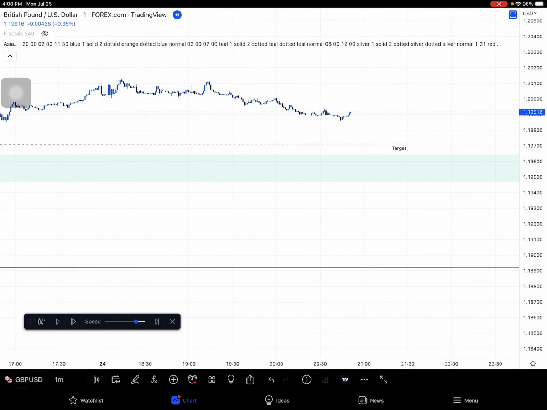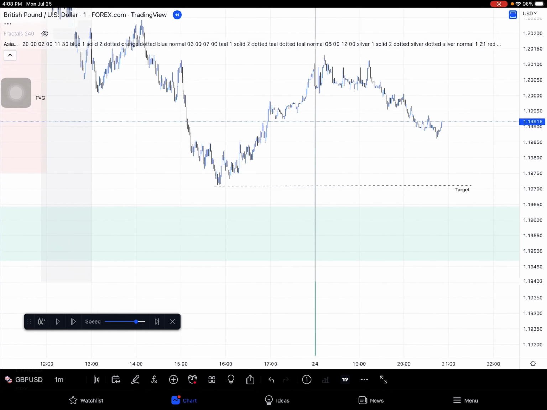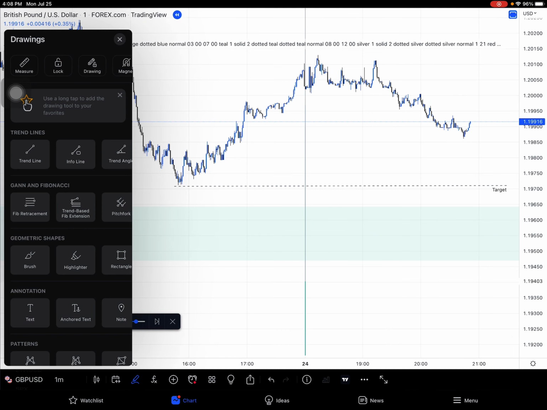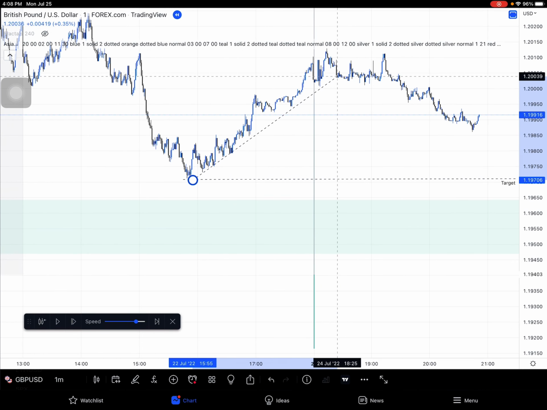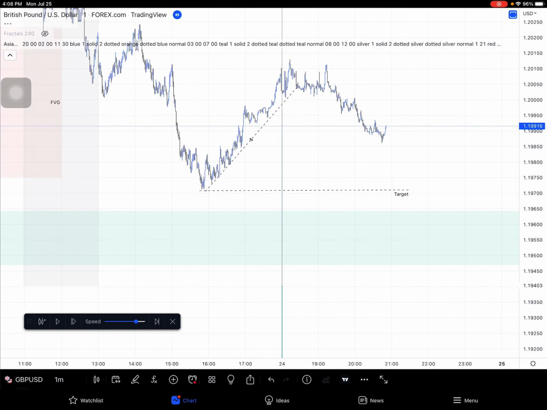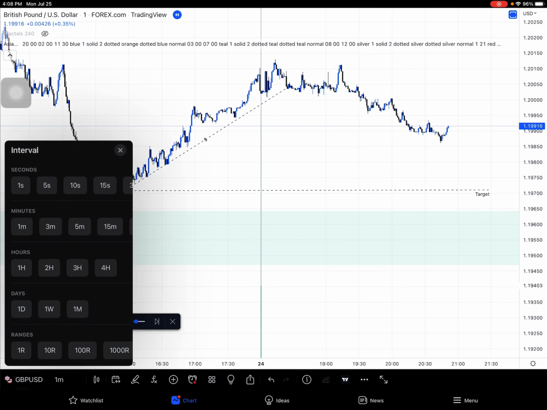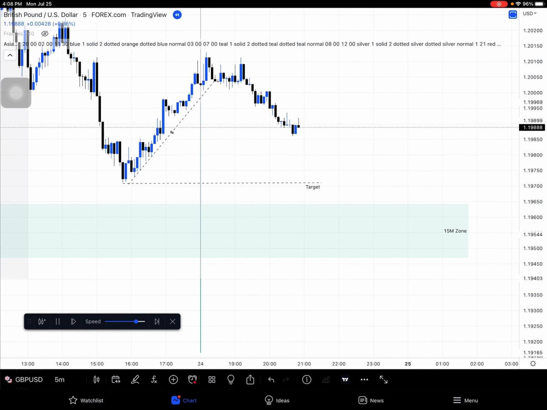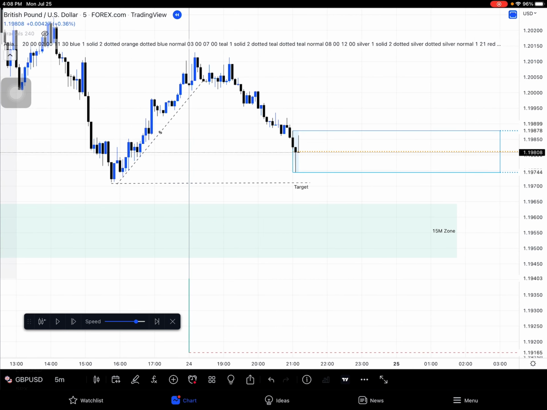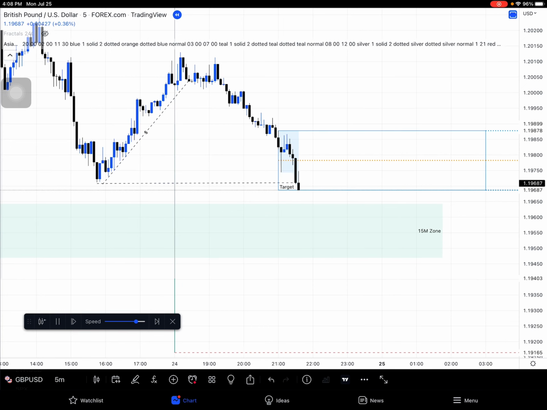Why is this happening? Let me show you. Let me just go to 1 minute real quick. So any small child can draw a simple line from here, and that's a liquidity. Anyone can understand that this is a liquidity and it must be taken out. All right, so let me just go to the 5 minute as well, and let me just run this market. Okay, so our target is there.